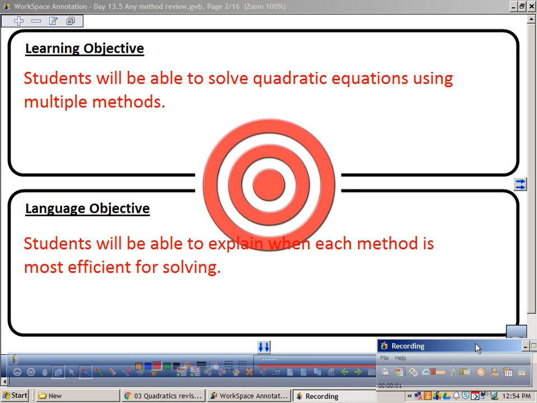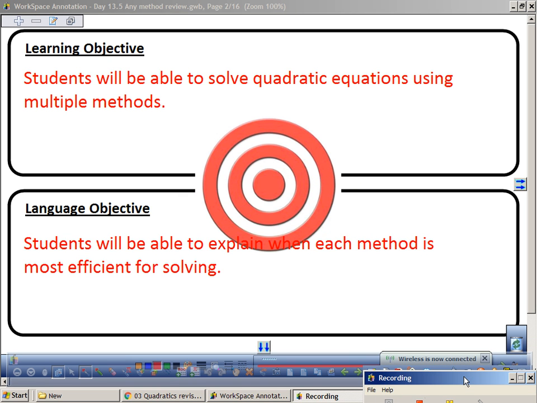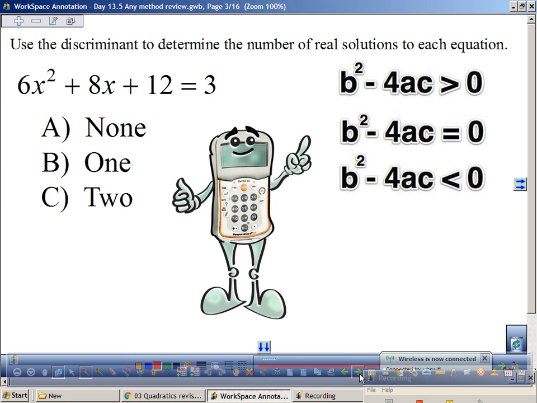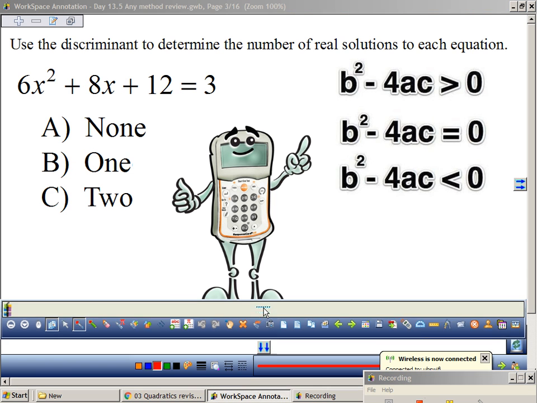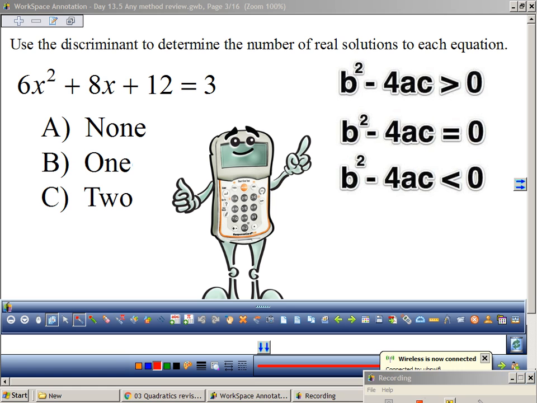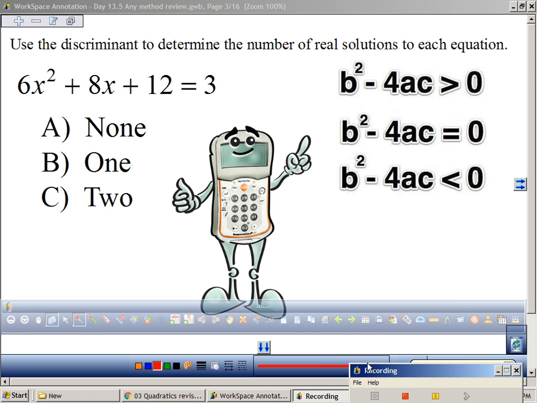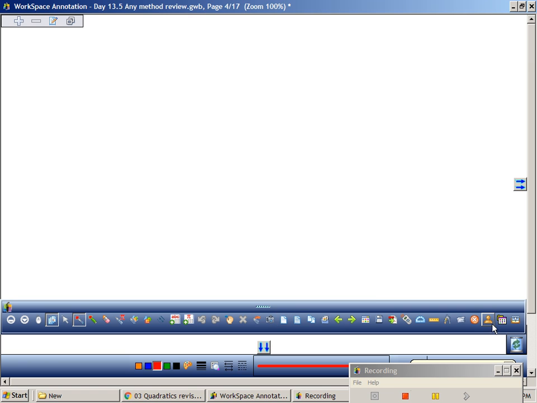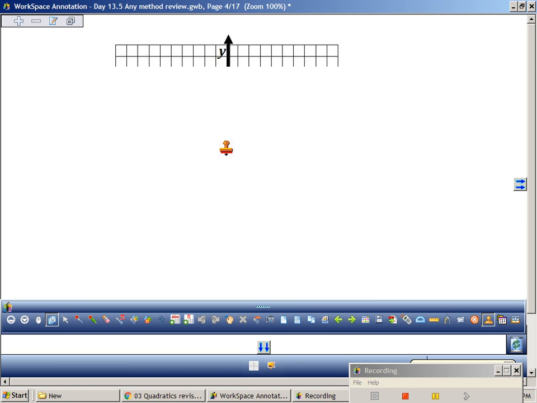We are going to continue to solve quadratic equations using multiple methods. Let's talk about this really quick. Actually, I think before I start this, guys, I am going to talk about some vocabulary.